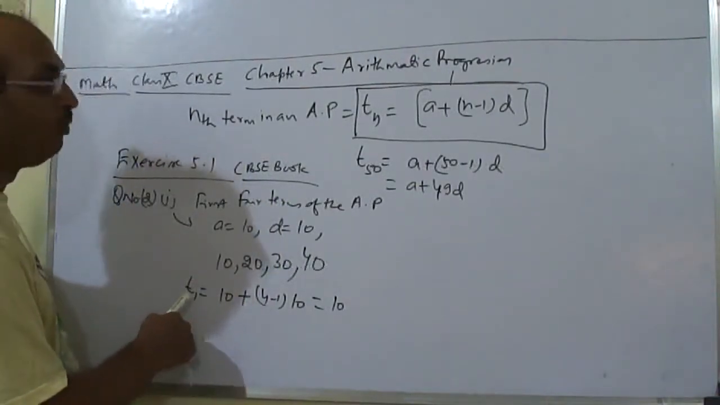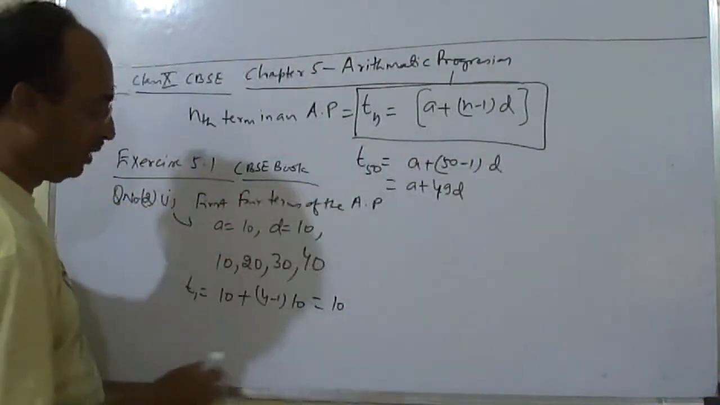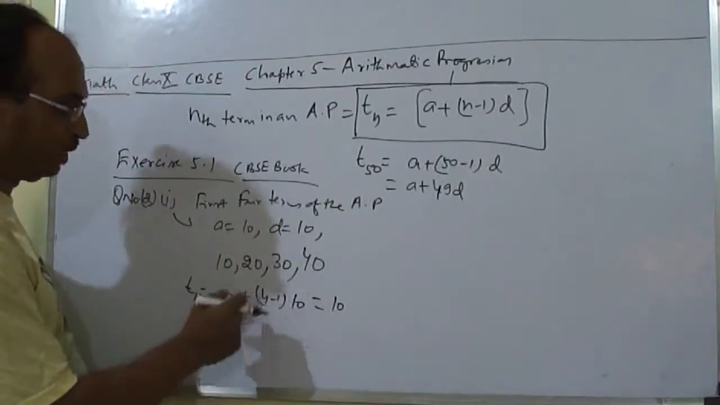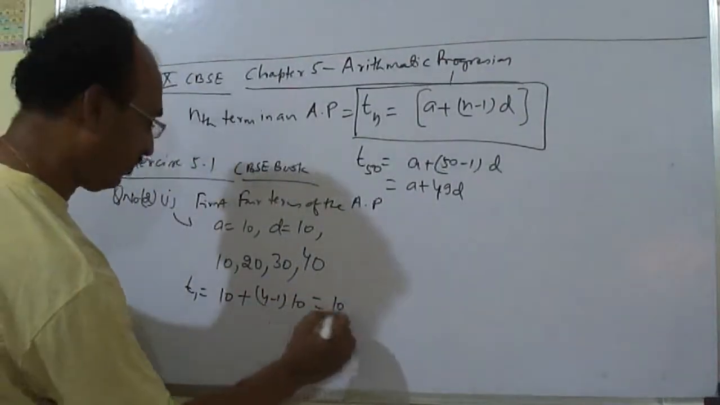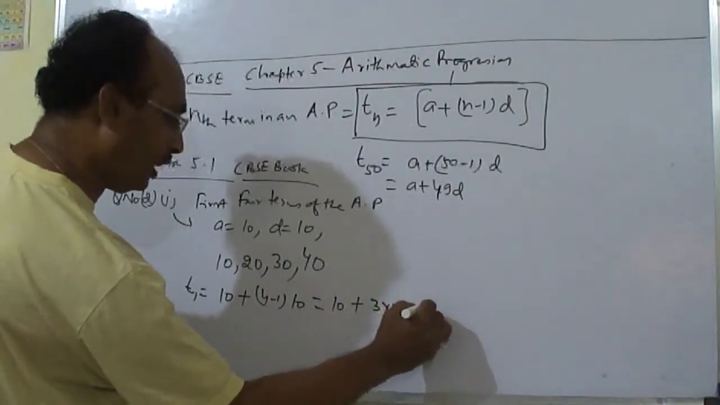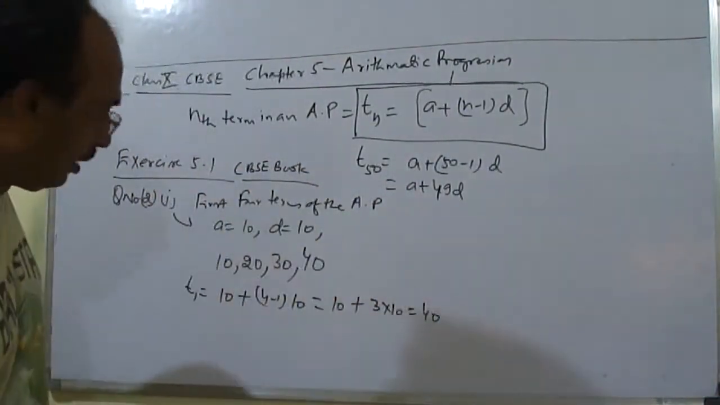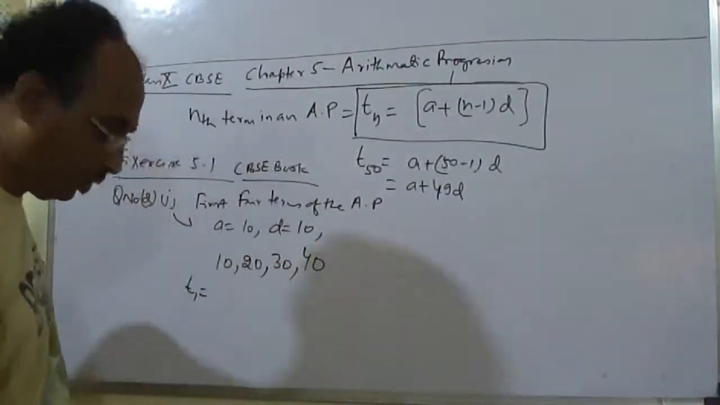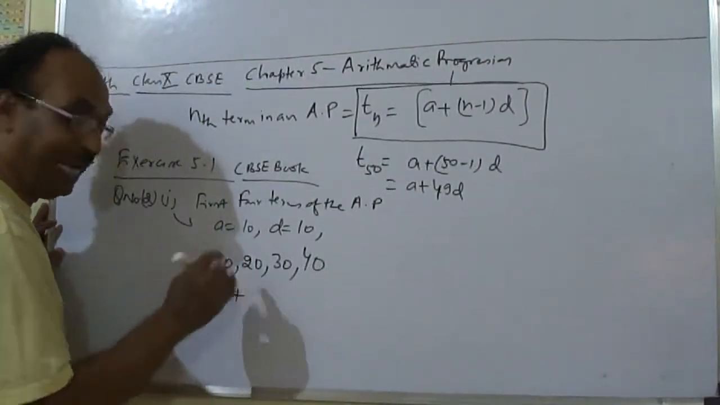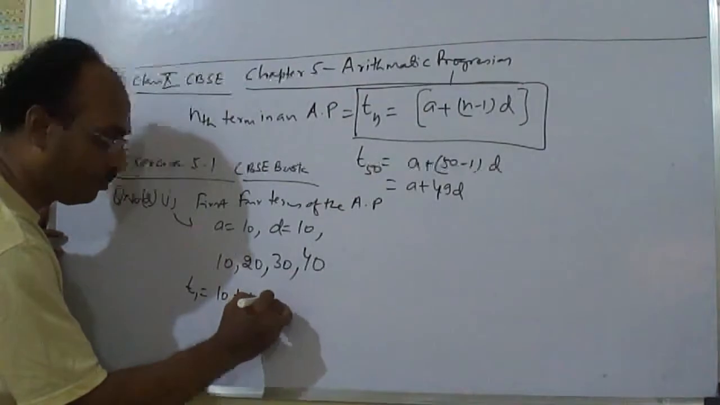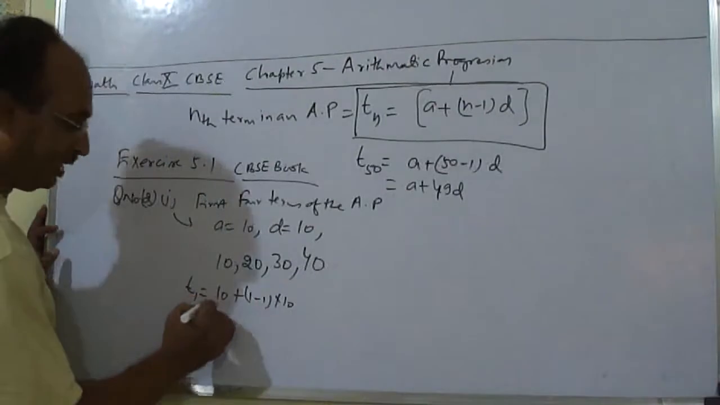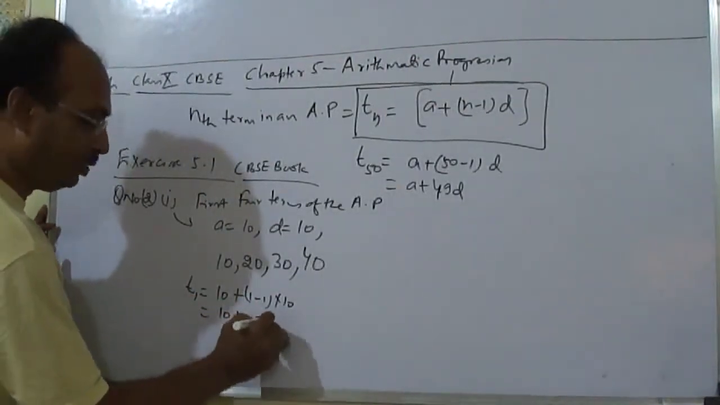We found n minus 1 D. So T1 is equal to 10 plus 4 minus 1 D, so it is becoming 10 plus 3 into 10, which is 40. Sorry, T1 means A is 10 plus n minus 1, so 1 minus 1 into 10. 1 minus 1, so this is giving you 10 plus 0, which is equal to 10.